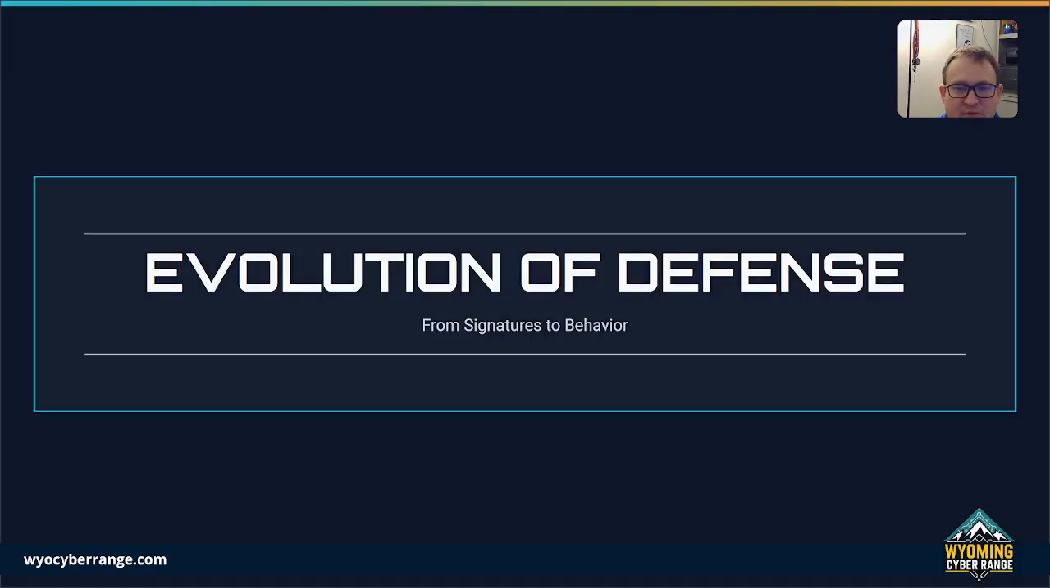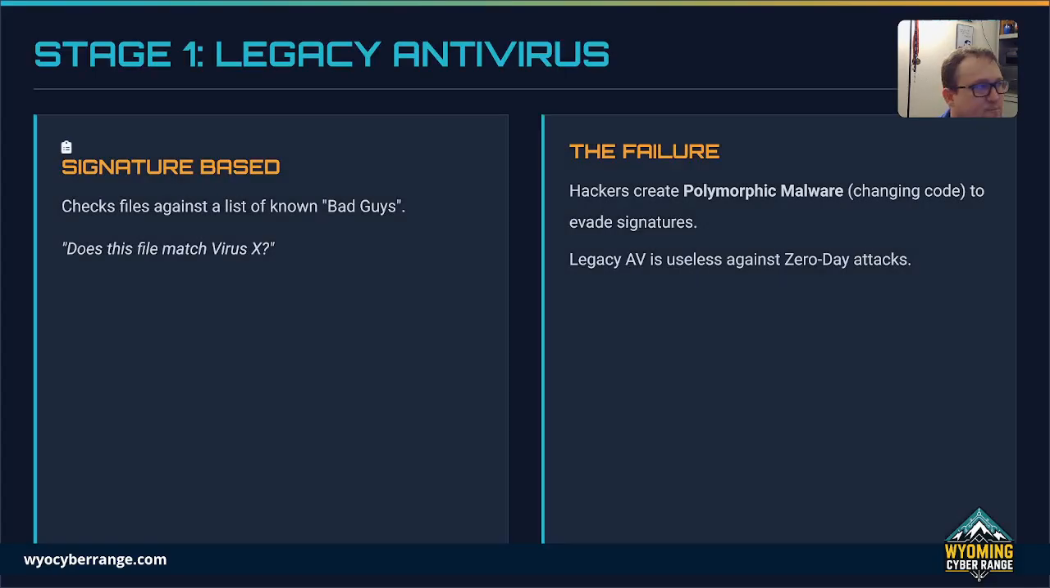We're going to have to go through a major evolution in defense technology, moving from simple signatures like we did with antivirus to looking at complex behavior analysis. So, let's walk through each stage of this evolution. Stage 1 is our legacy antivirus. This is what we grew up with. It works like a wanted poster. The software has a list of all known bad files, and it checks every file against that list. The problem is the failure rate itself.